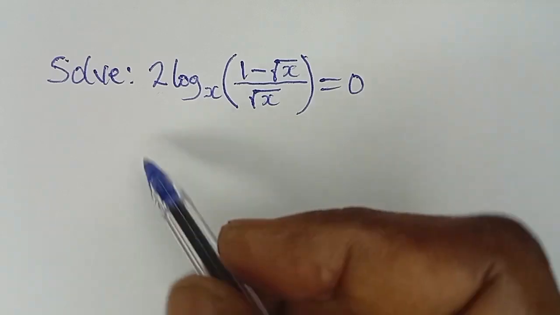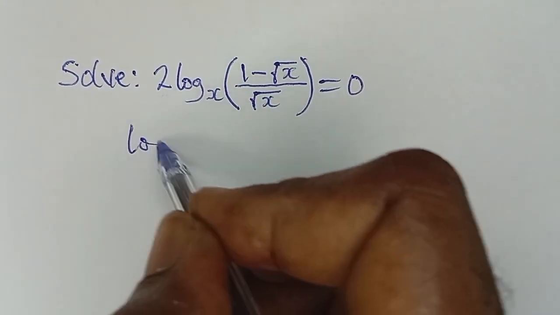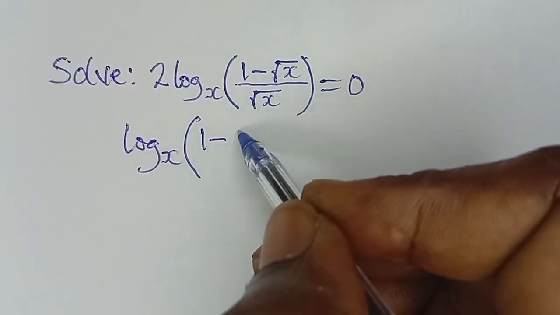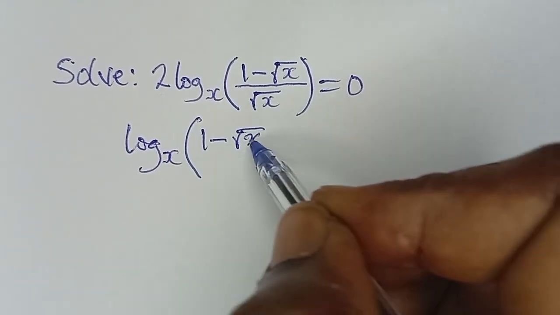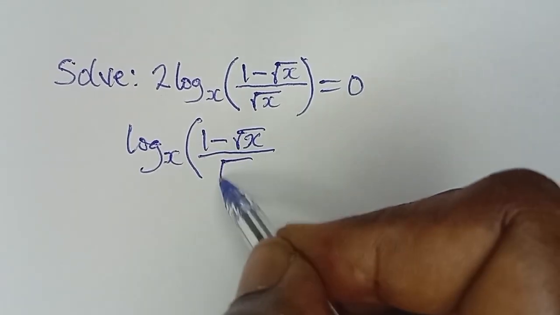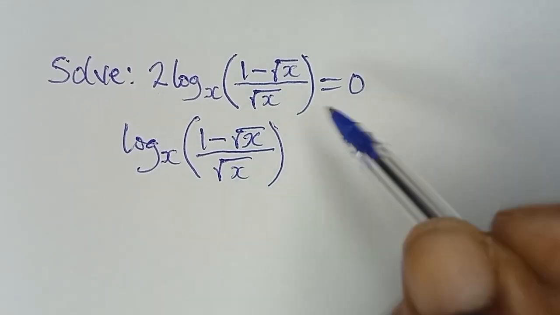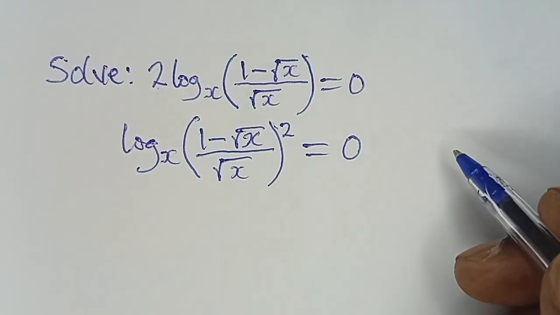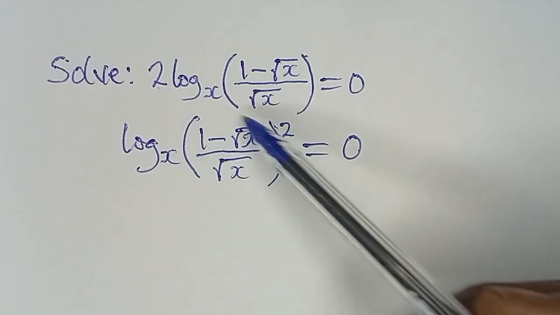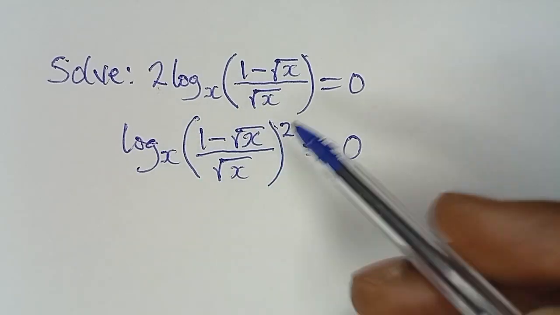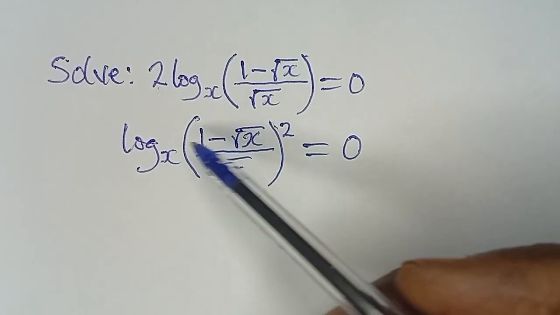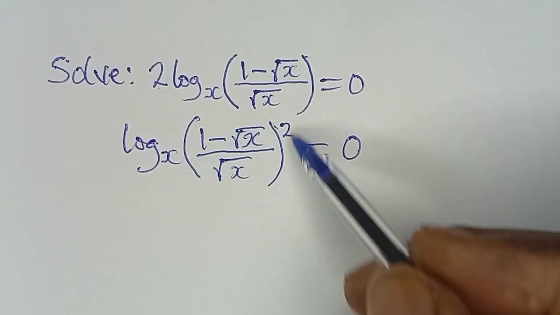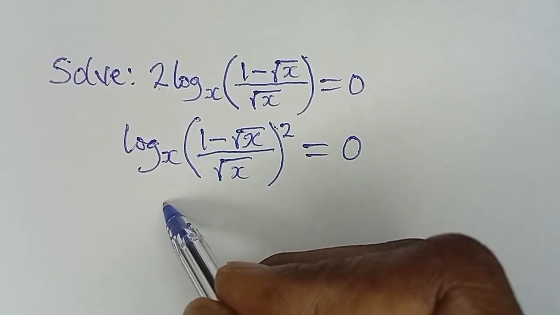So by that, we can simply write this as log in base x of (1 minus the square root of x) all over the square root of x, all raised to the power of this number by the side, which is 2, and that is equal to 0. Now, I can decide to express this logarithm in index form. When you want to express a logarithm in index form, you simply take the value of that logarithm, and that is 1.